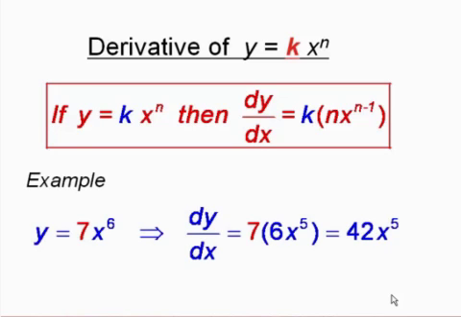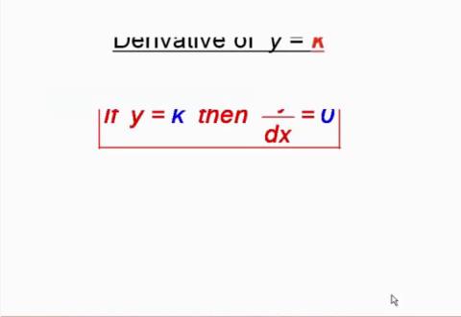Let's look at an example. The function here is y equals 7x to the 6. So the derivative dy/dx is 7. We leave the constant alone, and now we just differentiate x to the 6, which becomes 6x to the 5. The final answer is given by 7 times 6x to the 5. 7 times 6 is 42, so the answer is now 42x to the 5.